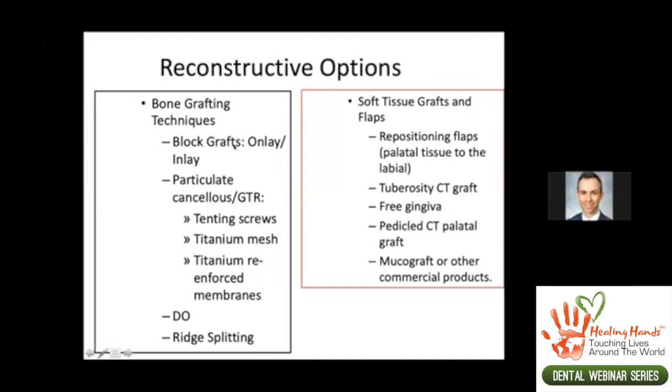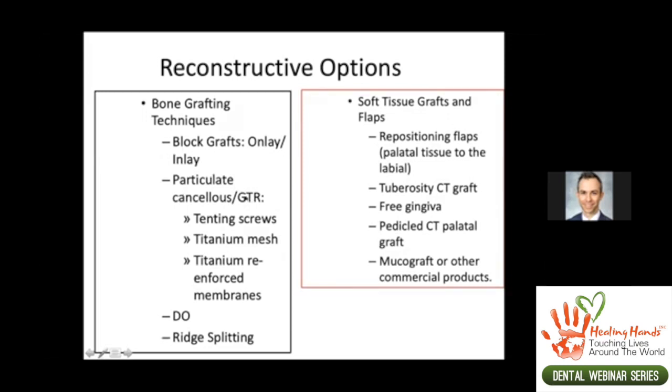There's certainly the option of block grafts, which can be autogenous grafts, or cadaveric grafts are now available as well. I'm sure there's probably some other options for block grafts as well. These can be onlay, like a veneer graft, or it can be an inlay. It could be interposed between an osteotomy, for instance, in a situation where we're trying to gain vertical bone height.